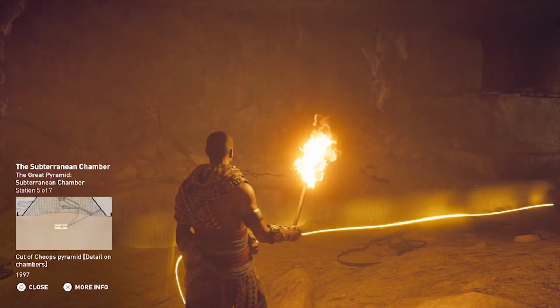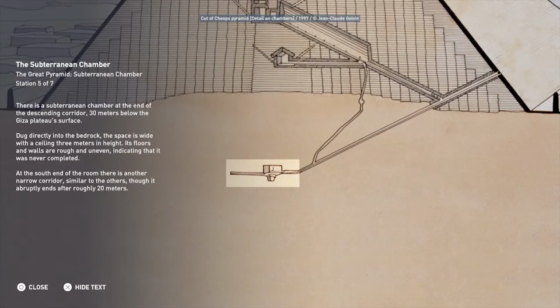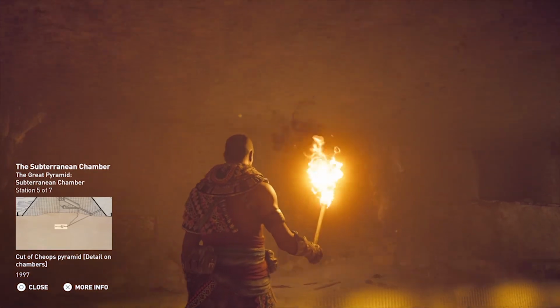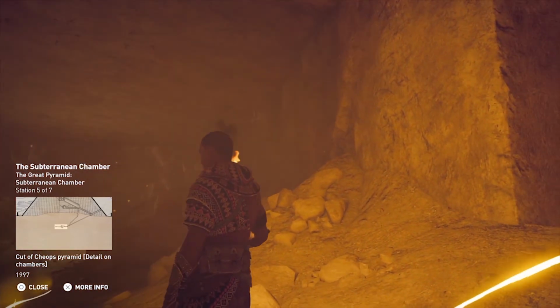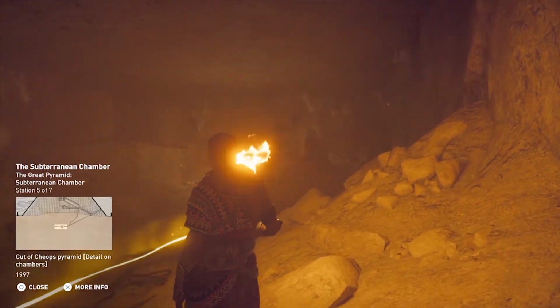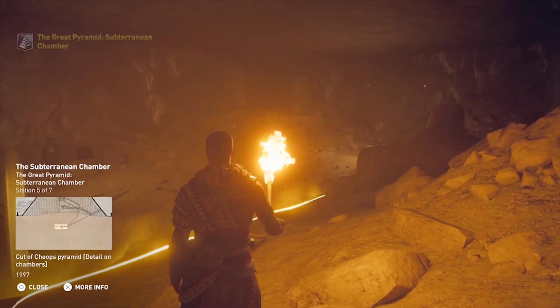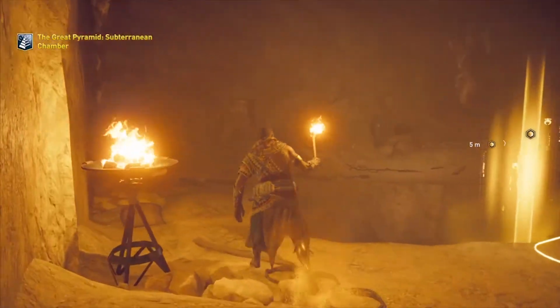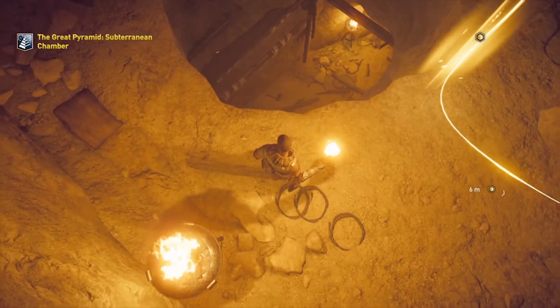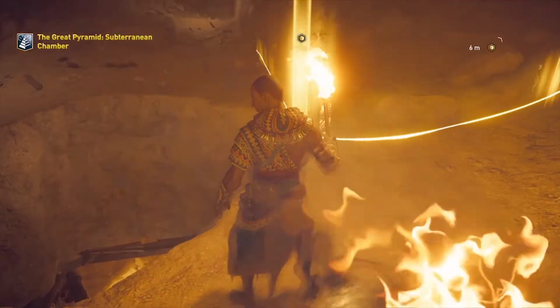There is a subterranean chamber at the end of the descending corridor, 30 meters below the Giza Plateau surface. Dug directly into the bedrock, the space is wide with a ceiling 3 meters in height. Its floors and walls are rough and uneven, indicating that it was never completed. At the south end of the room, there is another narrow corridor, similar to the others, though it abruptly ends after roughly 20 meters.